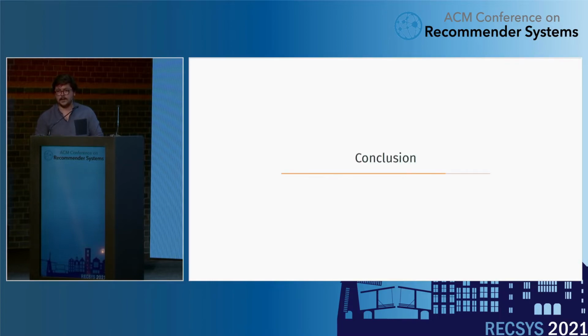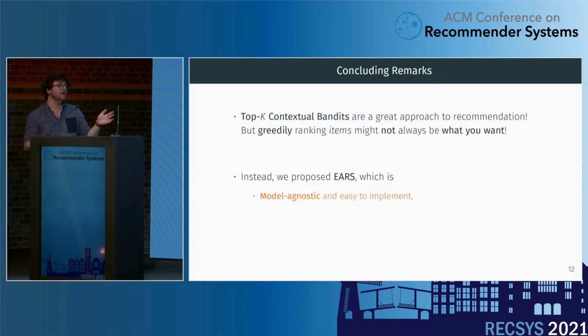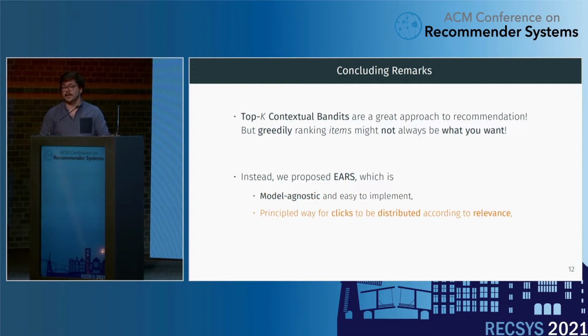Yeah, and that's it. I would say that these methods are a very good approach to recommendation, but just greedily ranking the items might not always be what you want to do. So instead we propose EARS, which is model agnostic, so it's very easy to do in production, I would say. It's a principled way to make sure that clicks have a similar probability distribution as relevance, and it tackles the relevance-fairness trade-off in a personalized manner.